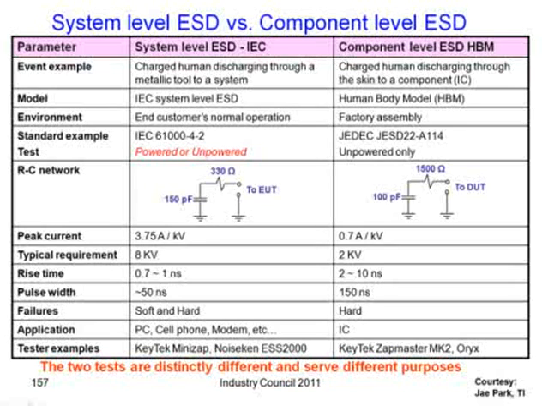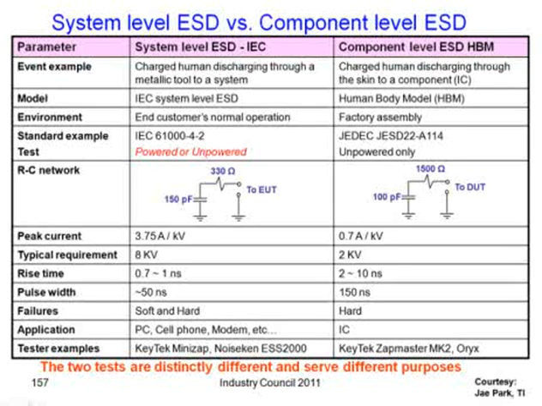That's because the system model is 150 pF instead of 100 pF, and it's 330 ohms instead of 1500 ohms. So the currents are much higher per kilovolt. Not only that, system test is done at 8 kV, so the currents are much, much higher than the HBM level. So even if you design an HBM of 4 kV, 6 kV, none of that will help in trying to protect your system. You have to address the system level protection.